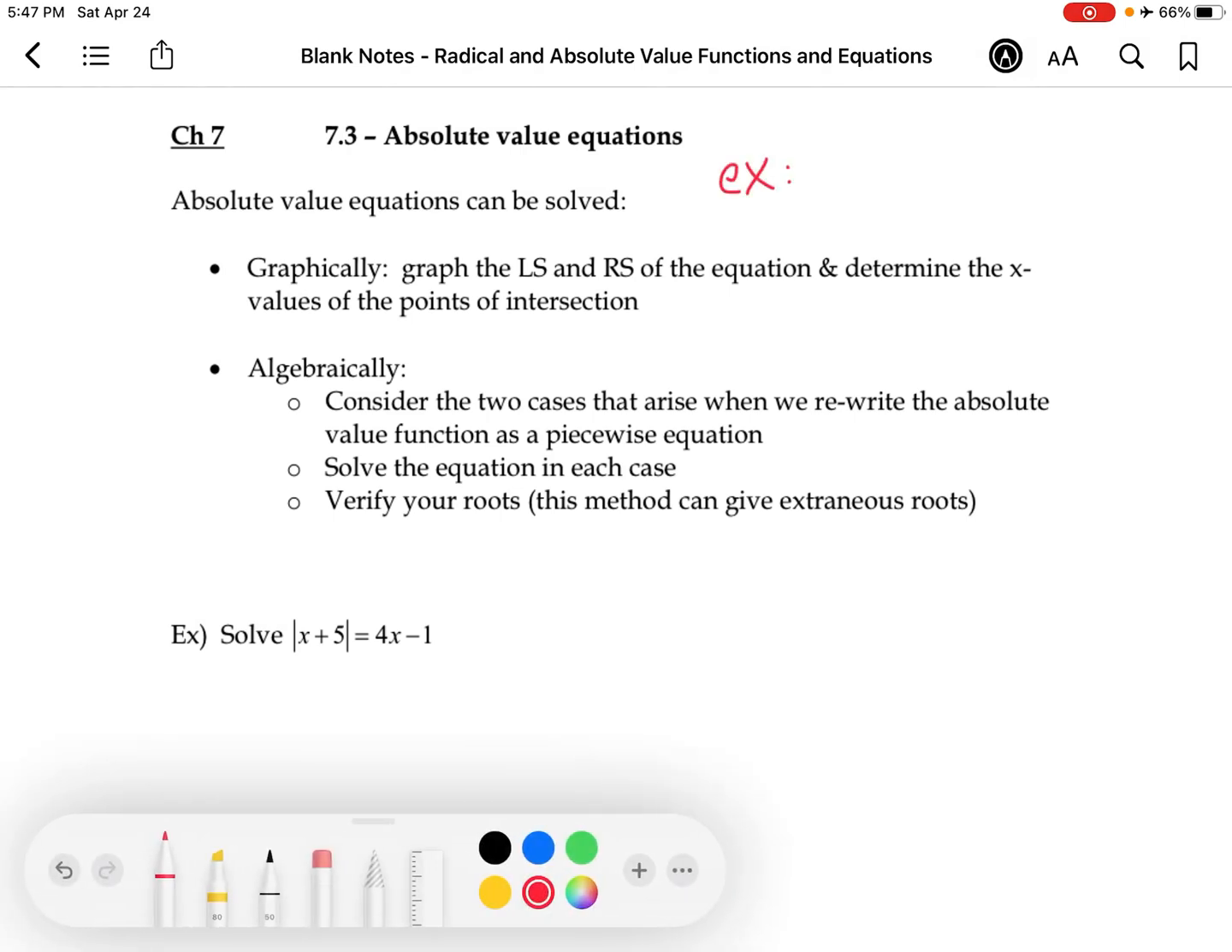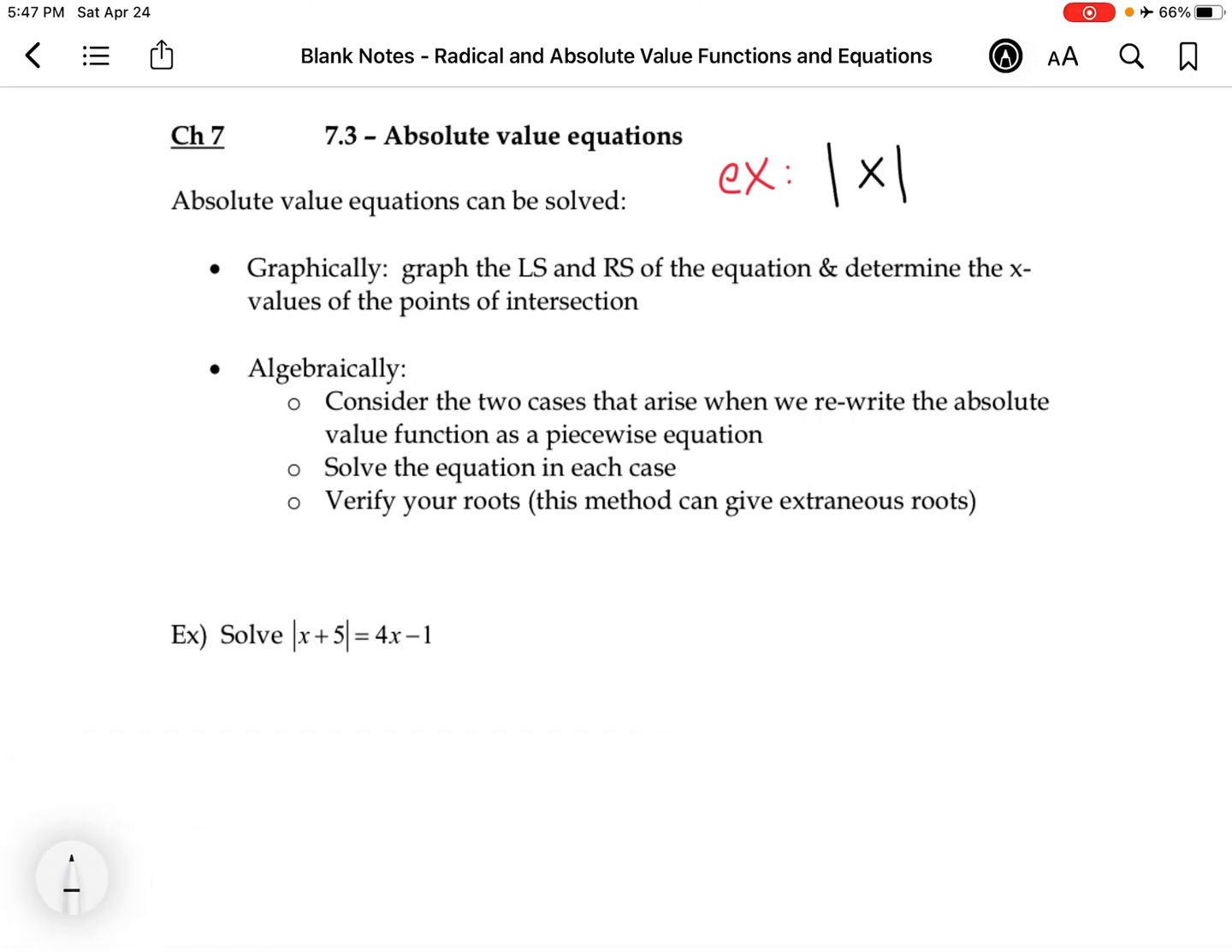I'm going to switch to black, hold on. The absolute value of x equals 3. That would be an absolute value equation because the variable is within the absolute value symbols. Okay, now we can solve this one of two ways.